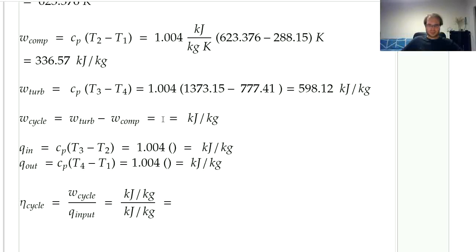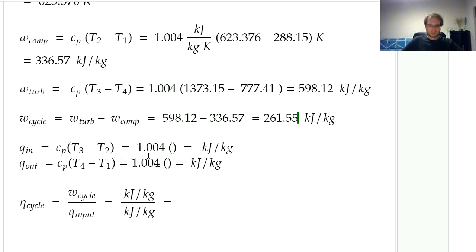The work of the cycle is the difference of these two, so 598 minus 336, and we get the work of the cycle as 261.55 kilojoules per kilogram instead of the original value 395. So you can see quite a significant decrease.